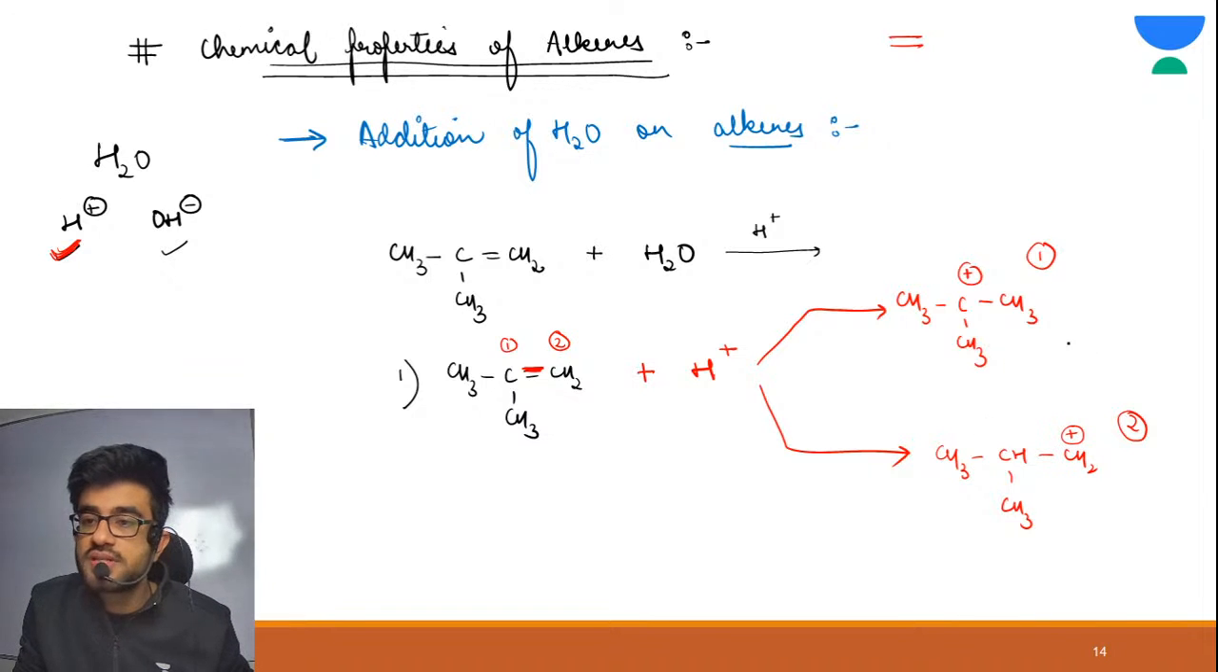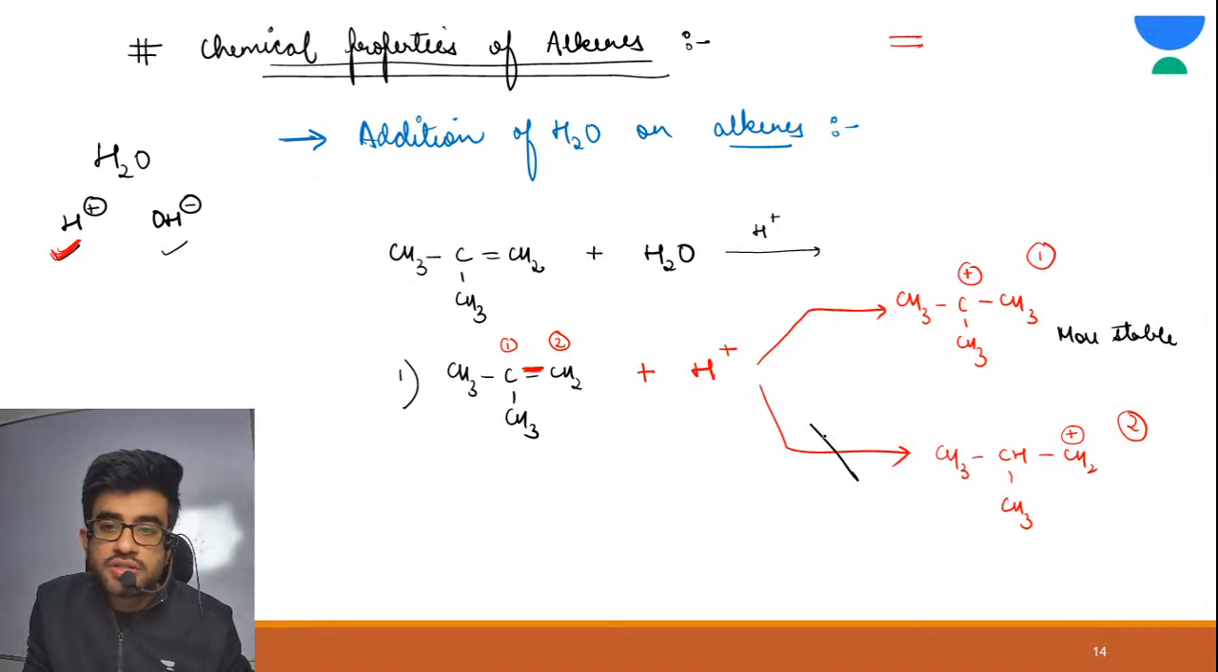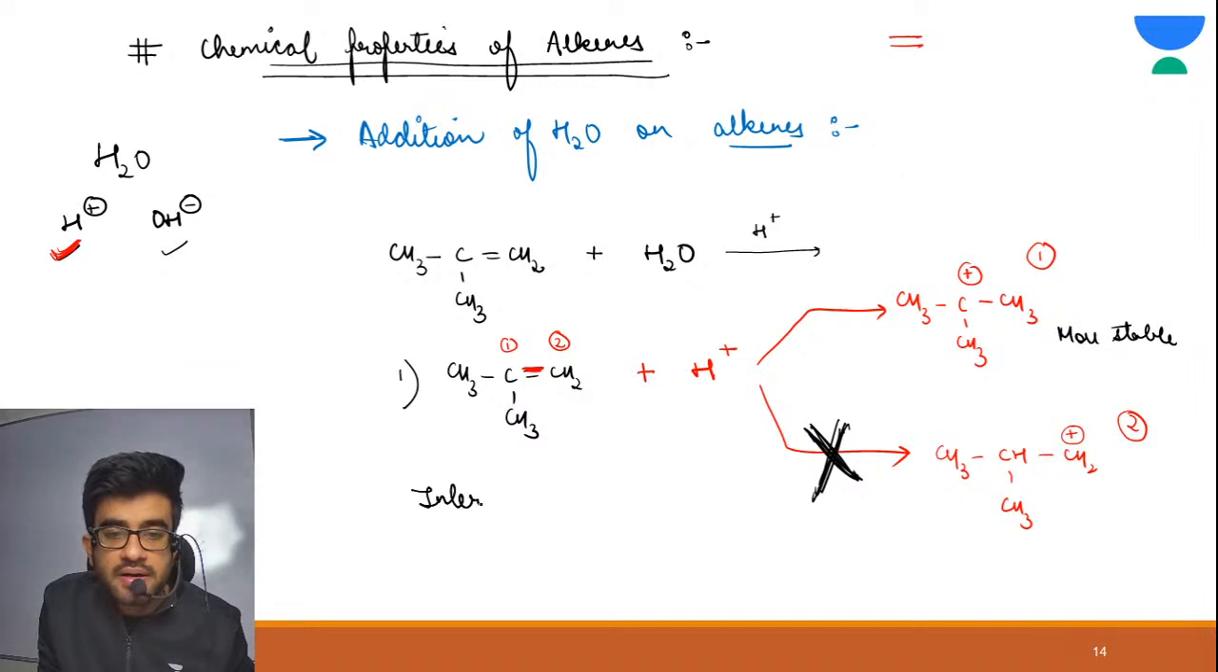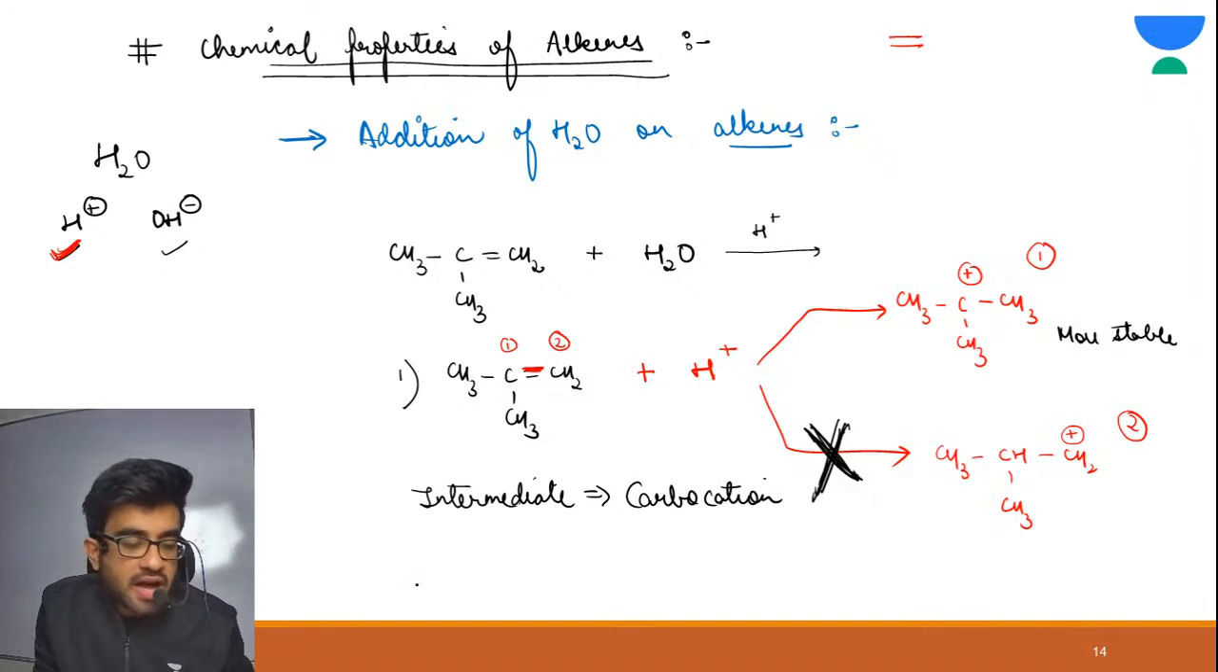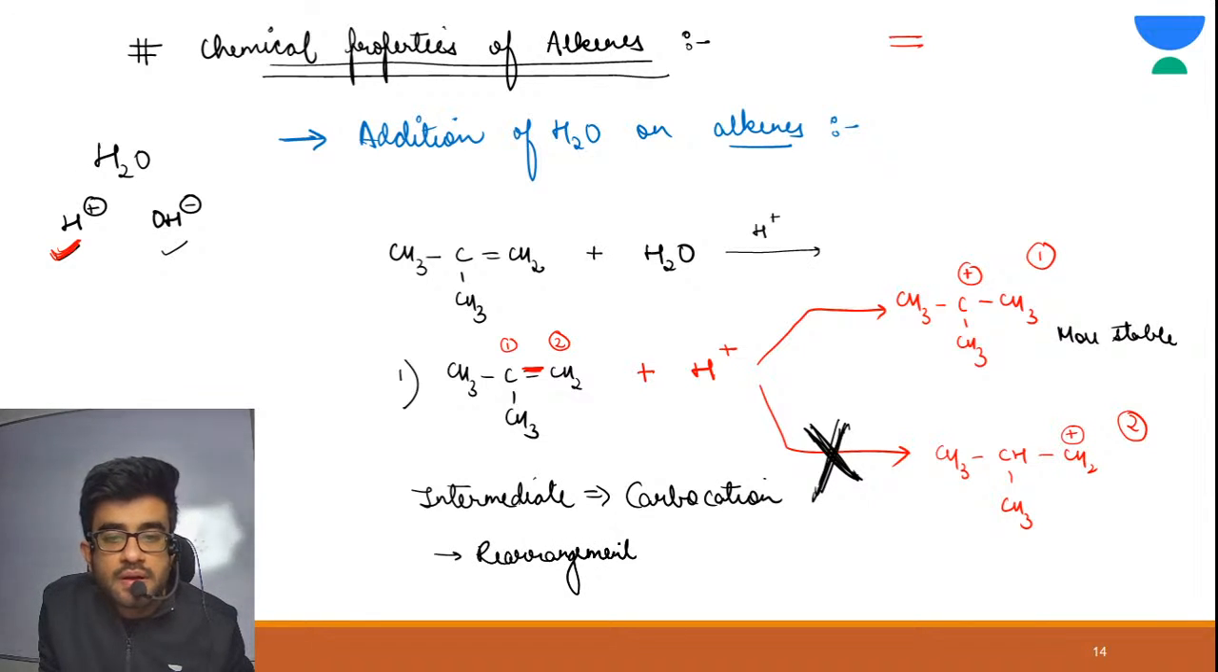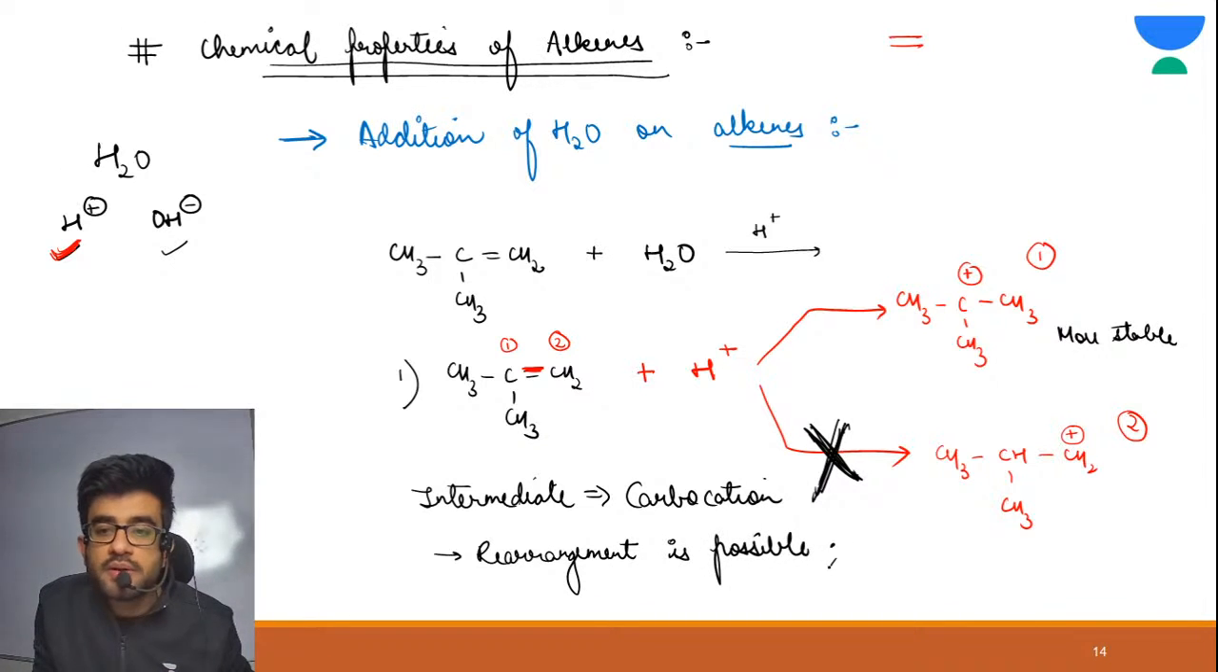Yes, the first is more stable, correct? Because this is 3 degree. So this path is not possible. So what are we learning here? What is the intermediate formed? The intermediate formed is a carbocation. If a carbocation is there, there is a possibility for rearrangement. Yes, rearrangement is possible. Are you getting my point?